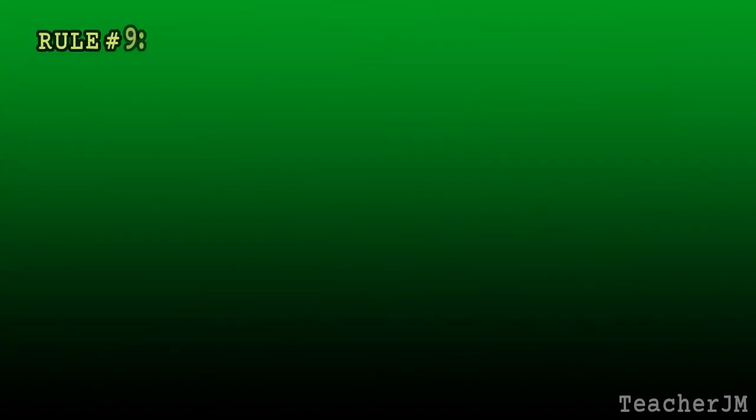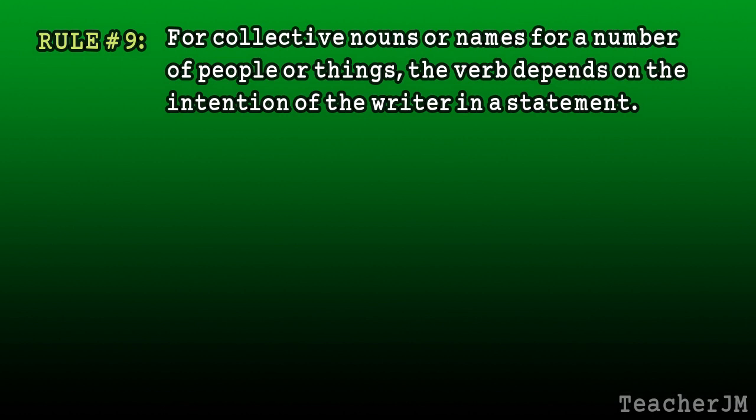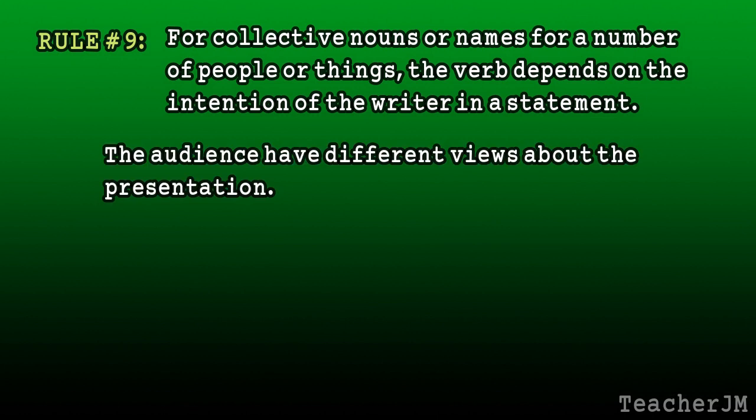Rule number 9. For collective nouns, or names for a number of people or things, the verb depends on the intention of the writer in a statement. Examples: The audience have different views about the presentation. Here, the audience have different views. This means that we're not looking at this as a single unit, but a unit with members who have different views. Hence, we are using a plural form of the verb, which is have.